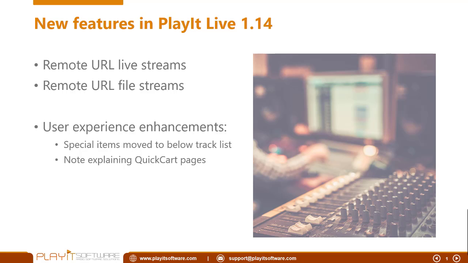The special items, which were under the special tab on PlayIt Live version 1.3 or before, have been moved below the track list, so there's no need to keep switching between the tracks and the special items to insert things like voice tracks, remote URL tracks or break notes. And finally, we've added a quick note explaining quick cart pages, so anybody who hasn't used quick cart pages, maybe you couldn't find them, there's now a note to explain how to manage quick cart pages. So I'll take you through a quick demonstration of that now.